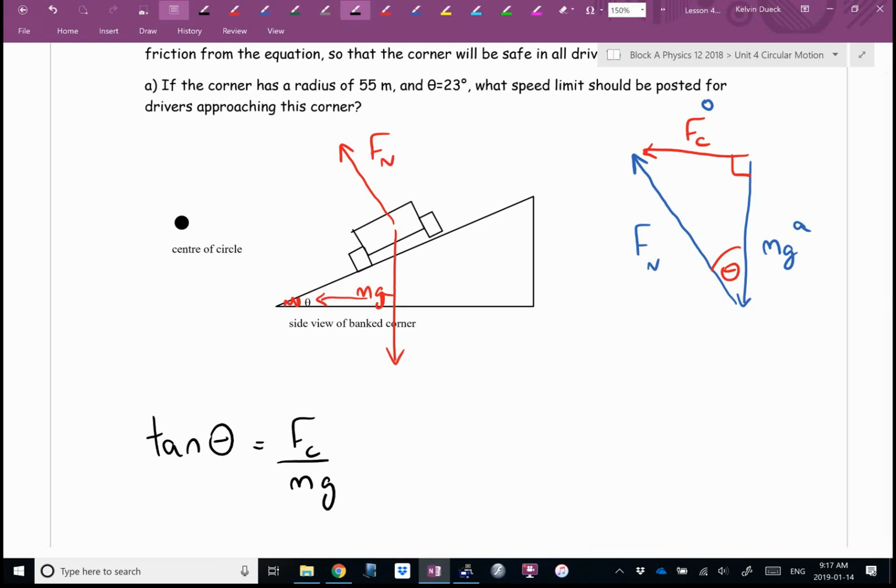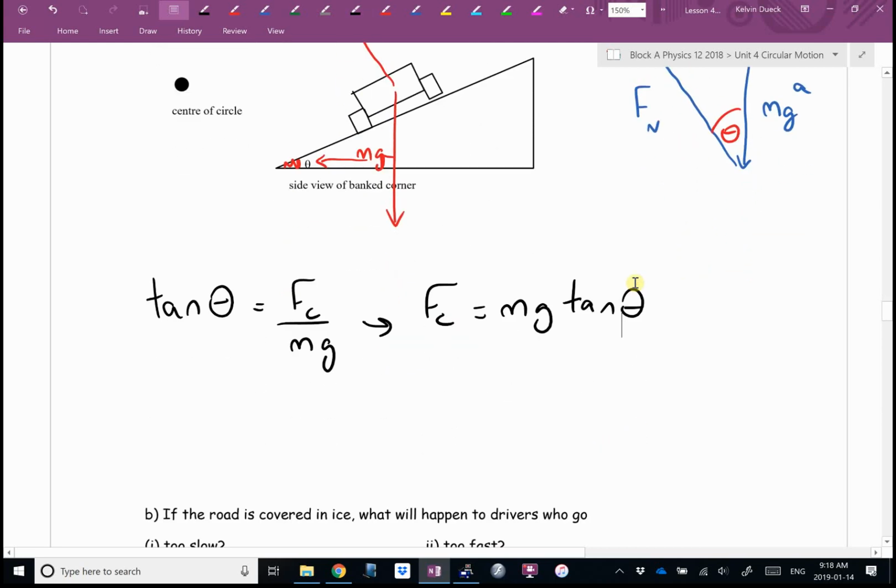By the way, William, what's this question asking me to find? The speed limit. I don't see a... Oh, we're going to use the v squared over r. Let's get the FC by itself. FC is mg tan theta. Is that okay? mv squared over r equals mg tan theta.